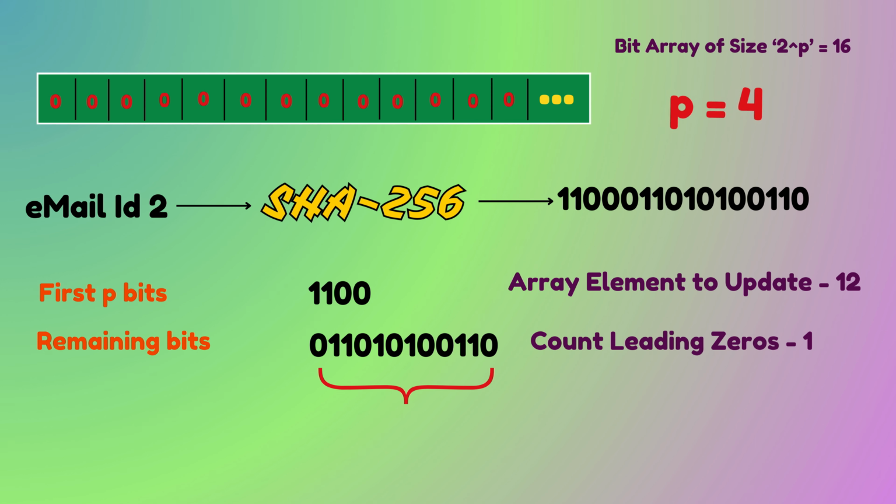If another user ID is hashed to the string shown, the first four bits, 1100, again select element 12. The number of leading zeros in the remaining bits is 1. Element 12 is updated to 1 as it is greater than the previous value 0. Later, if another hash maps to element 12 and has more leading zeros than 1, for example 3, the array element is updated with the new value 3.